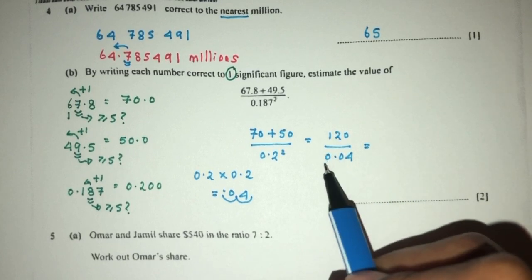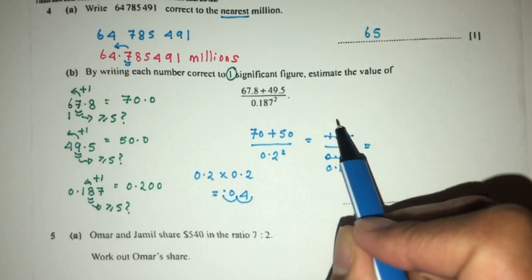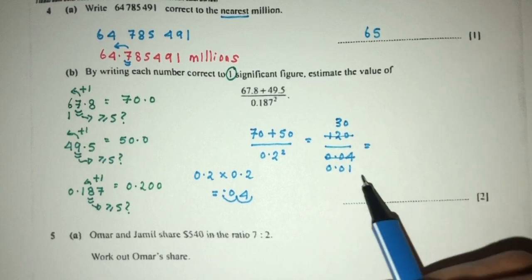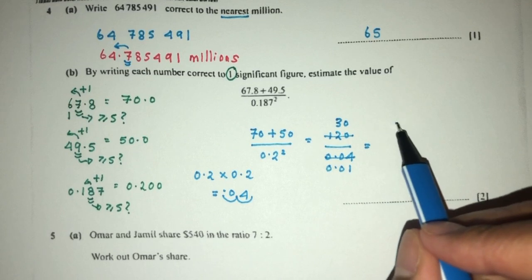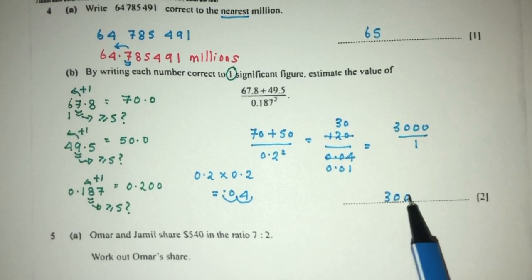Now we can divide by 4. You will have 0.01. That should be 30. Then multiply by 100 on both sides. You will have 3000 over 1. So your answer will be 3000 for the estimated value of this fraction.